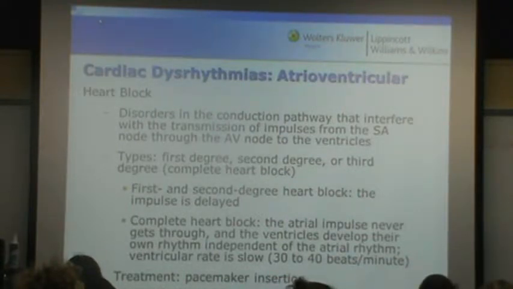So we know that it originates where? Because we have a P wave. SA node. All right, so what kind of rhythm will that make it? The sinus. Okay, so it's a sinus brady, right? Yes. All right.